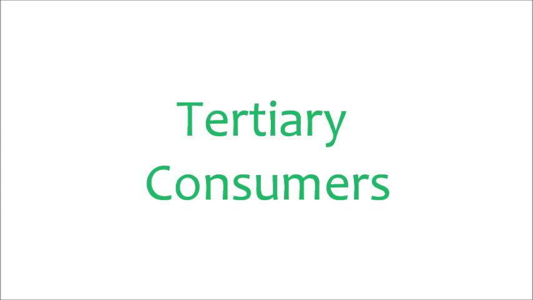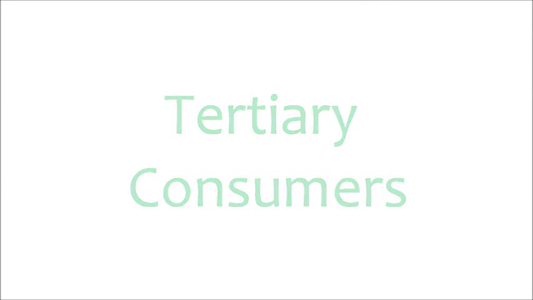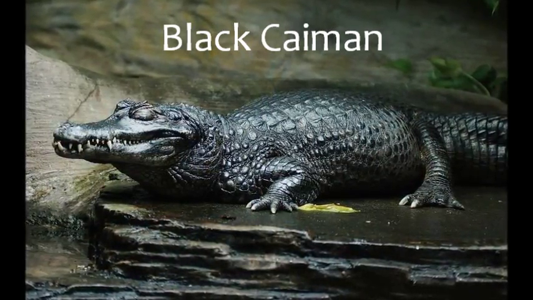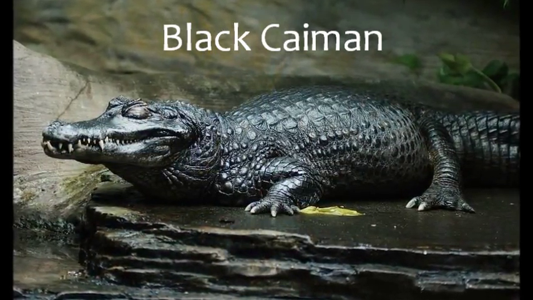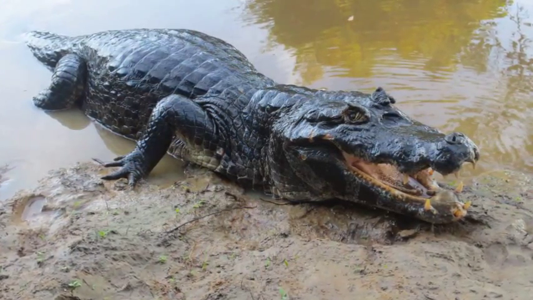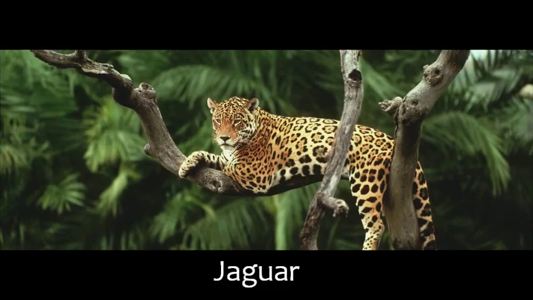Finally, we have the tertiary consumers. They are the ones who eat the secondary consumers. Look there! It is a black caiman. It is a carnivore and its favorite food is the giant river otters. The black caiman can reach a size of 7 meters.